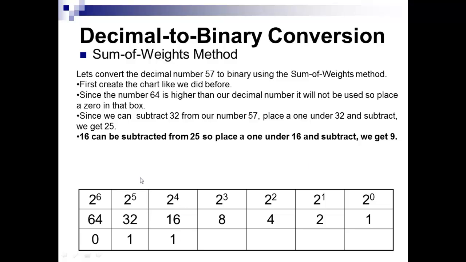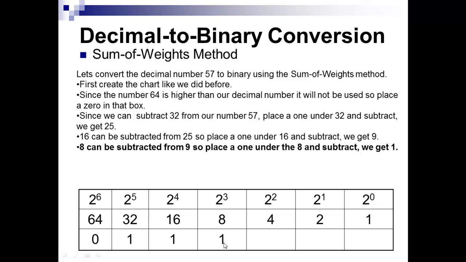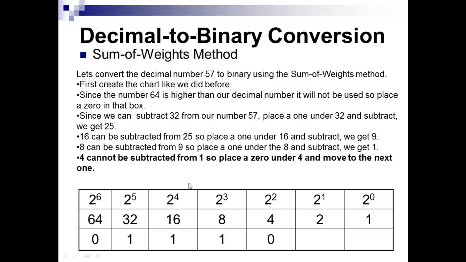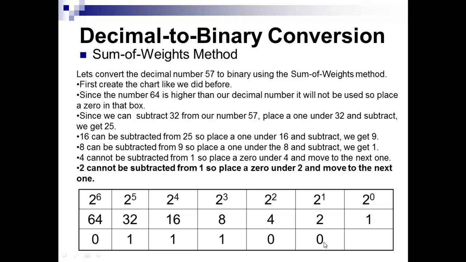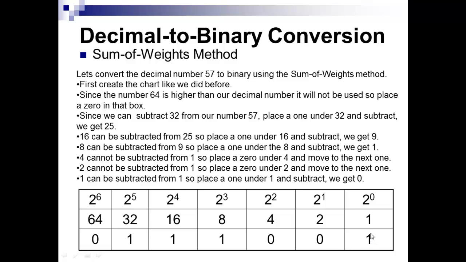The next thing we look at is, can you subtract an 8 from 9? Sure, you can subtract 8 from 9. So you put a 1 there, and you get 1 left over, 9 minus 8. Can we take 4 from 1? No, so put a 0. Can we take 2 from 1? Nope, I wouldn't have a positive number. Can we take 1 from 1? Yes, we can take 1 from 1, so put a 1 there.